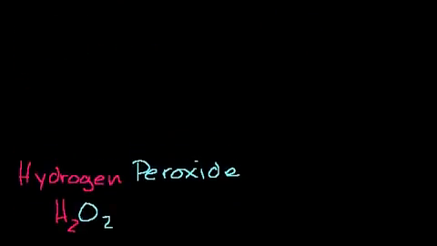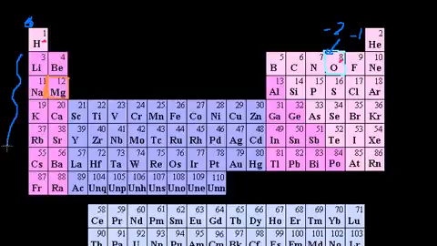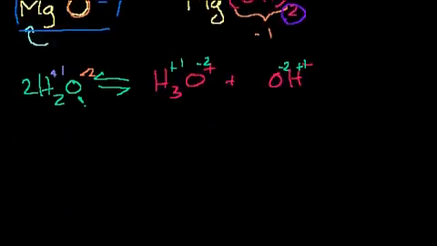Now, let's do some harder problems. So hydrogen peroxide. I've said multiple times already that oxygen tends to have a -2 oxidation state. This is -1. I think you see the pattern. These guys are +1. Hydrogen is plus or -1. These guys are +2. I think you see the pattern. It's whether you want to lose or gain electrons.